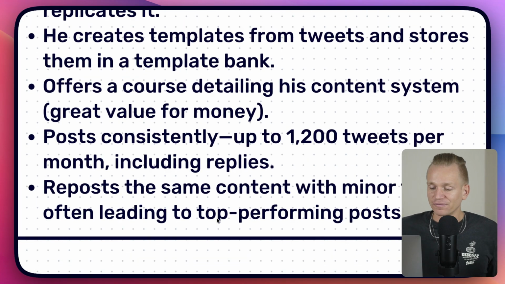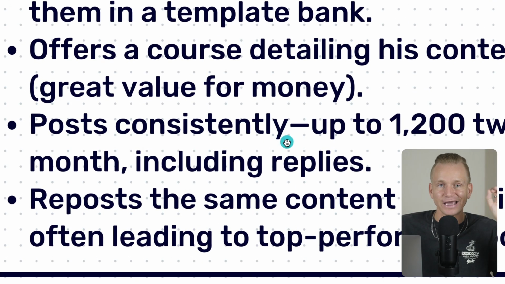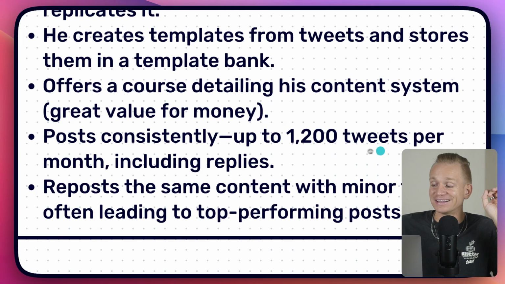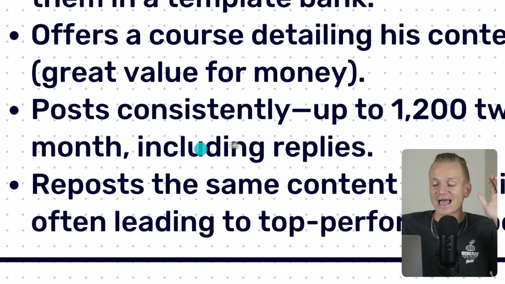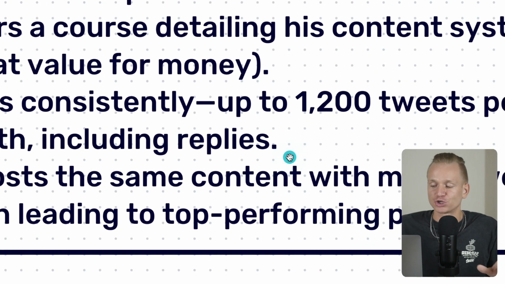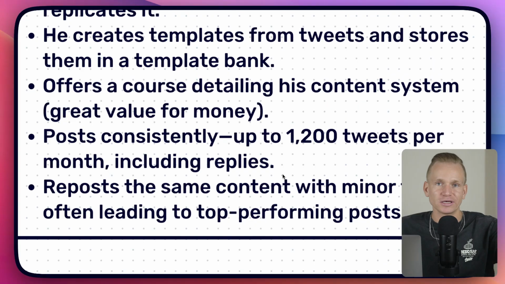Another thing is, honestly, he's just crazy consistent and he interacts a lot. So if you look at his Twitter, he tweets 1,200 times per month, which is absolutely insane, even though a lot of these are just replies, which also shows you that he's engaging a lot with people. He's not just tweeting his own stuff, he's engaging a lot, and that is what's helping him grow so fast.